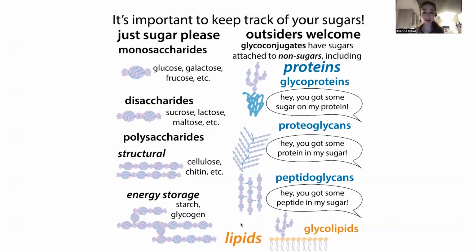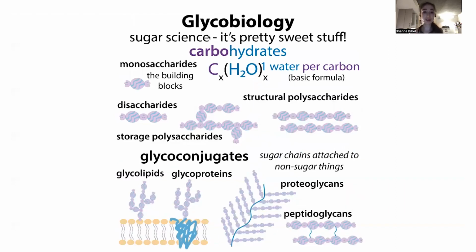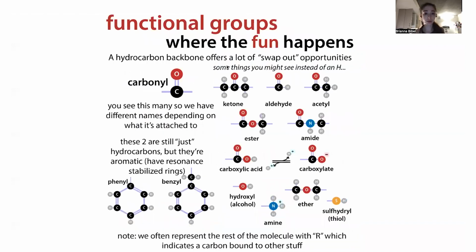I just wanted to start off with some of this terminology, but in order to really appreciate the combinations of sugar with other things, we first need to focus on the sugar itself. We often use the term sugar to refer to carbohydrates, and carbohydrates have the general formula CH2O. Basically this tells you that you have one water molecule per carbon. That's a lot of water molecules, and in order to fit all these in, they're in the form of hydroxyl groups, or alcohols.